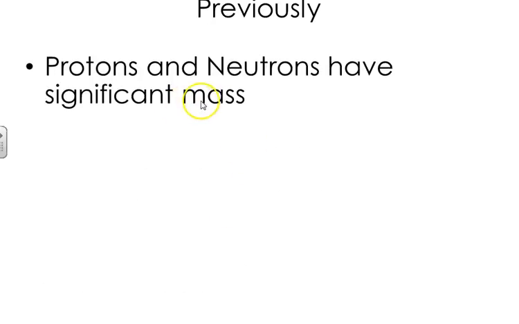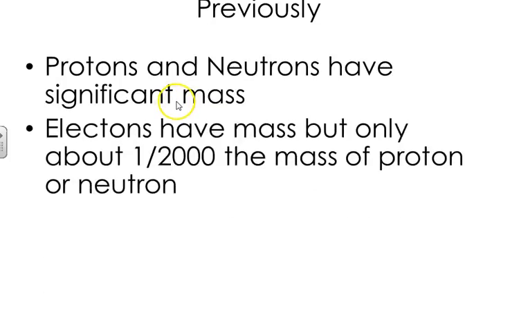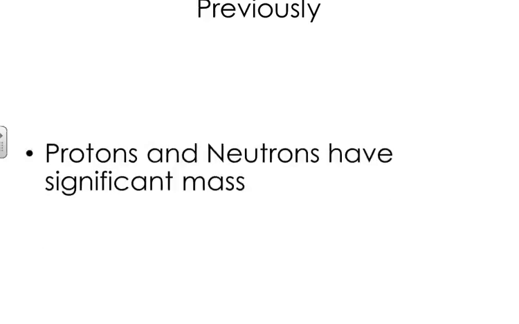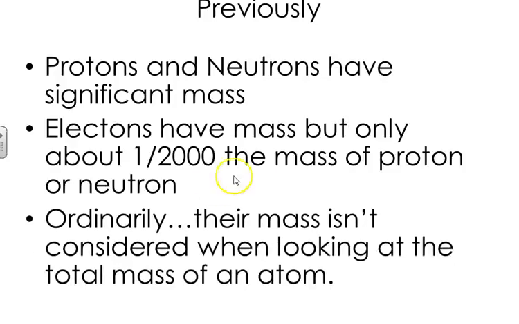We also found that protons and neutrons have significant mass, and electrons have mass but only about 1/2000th the mass of a proton or neutron. Ordinarily, their mass isn't even considered when looking at the total mass of an atom because their masses are so small.